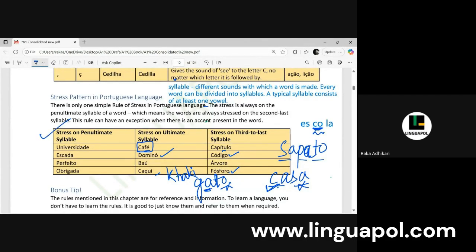So let us look at some examples of words where we don't have the accent. Now this is a long word. I will not read the word, but I can break it into syllables: Uni, ver, si, da, de. Okay, this is a long word, a lot of syllables. 1, 2, 3, 4, 5 syllables. Now I want everybody to try and read this. I'll go through everyone. So let us start with Ashish. Ashish, how will you pronounce this?